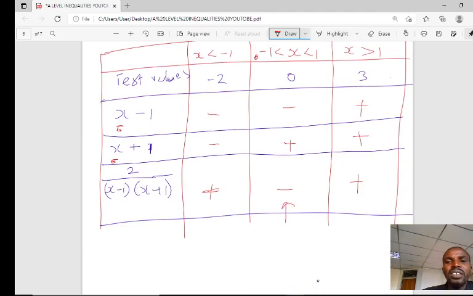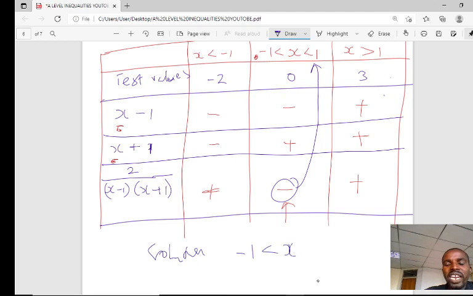So the solution will be up there. So this one, we take this one, the solution will be there. So for the solution, you write x lies between minus 1 and 1. That will be the solution. Done. Right.